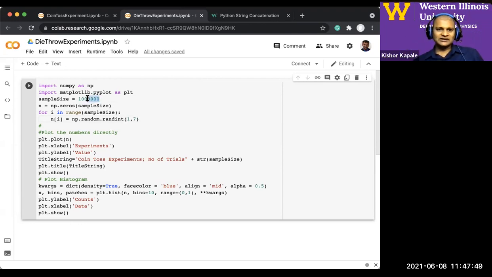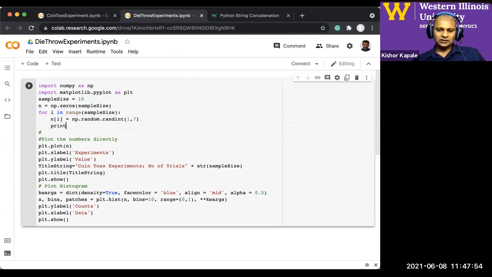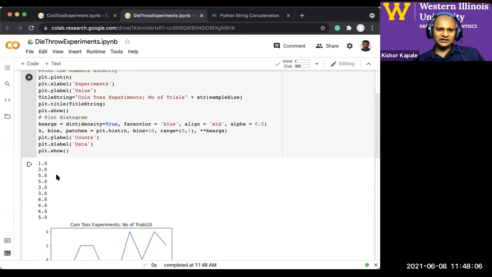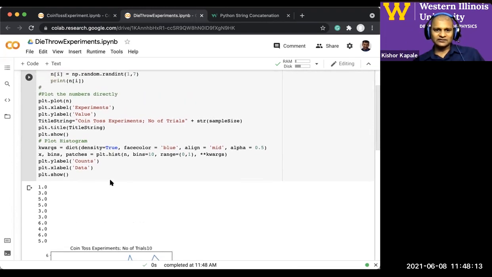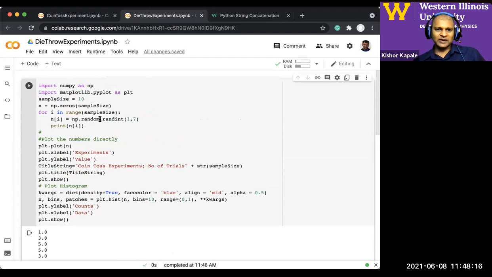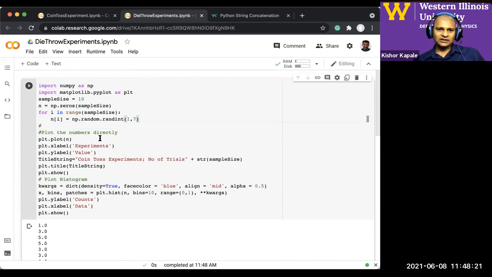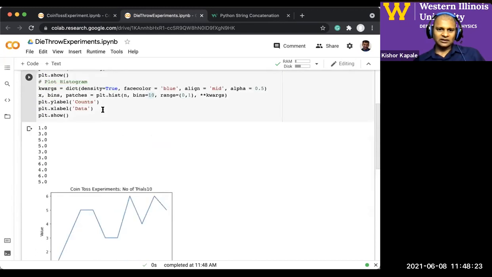Let's do a sample size of maybe 10 and then print the values to see what it is doing. Okay, so let's print it and let's run. So you can see it generates 1, 3, 5, 3, 6, 4, 6, 5. The maximum value is 6, and it's basically throwing a die, right? That's what we're getting, as we would expect. Now we stop printing because that's going to just unnecessarily create lots of mess, and we start doing the experiments.